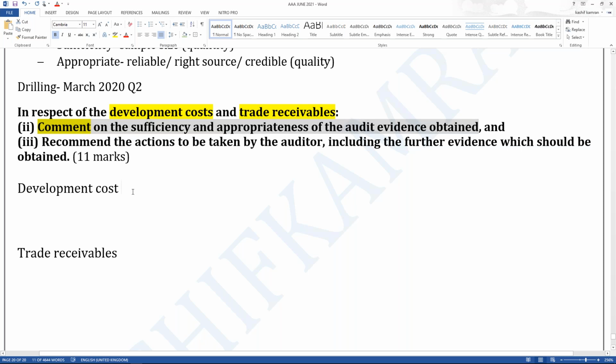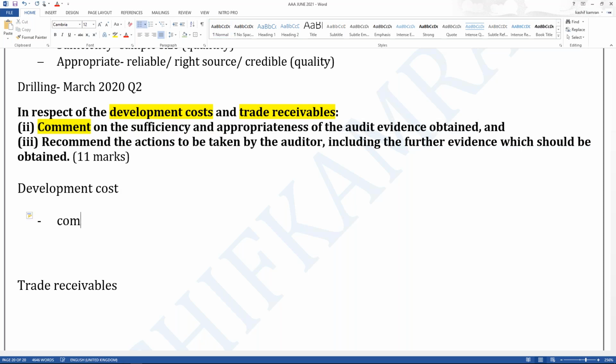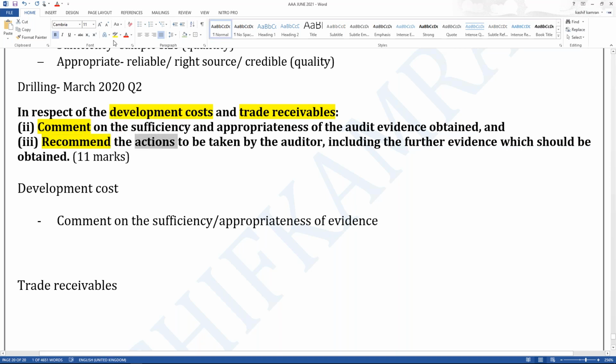That's 1. Under the development cost, we first need to comment on the sufficiency and appropriateness of the evidence. That's number 1. And number 2, we need to recommend what? Actions. And including, can you see this word including? Is that a separate requirement? Including further evidence which should be obtained.